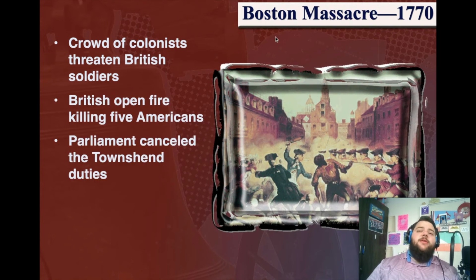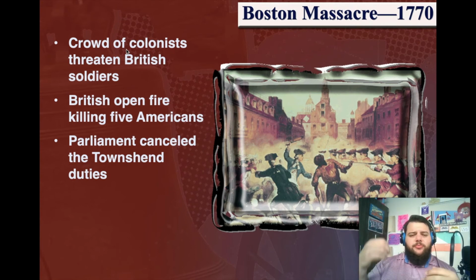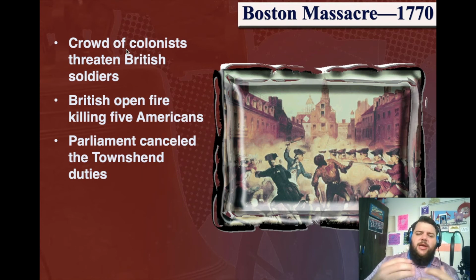In 1770, we get the Boston Massacre. This is where a crowd shows up in this town square area, and they're mad, and they're throwing snowballs and things at the British. Eventually, somebody throws a little club, a piece of wood. It hits one of the British soldiers, and the British soldier shoots at the Americans. Crispus Attucks is the first casualty there, but 5 Americans end up being killed here in the Boston Massacre. Because of the outrage, Parliament actually cancels all of those Townshend duties: tea, lead, glass, and paint colors taxes.